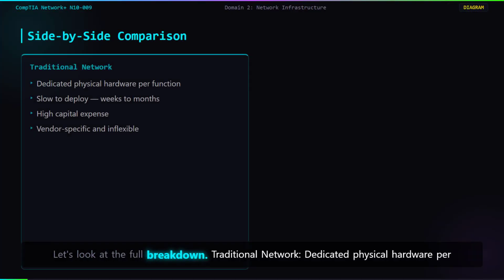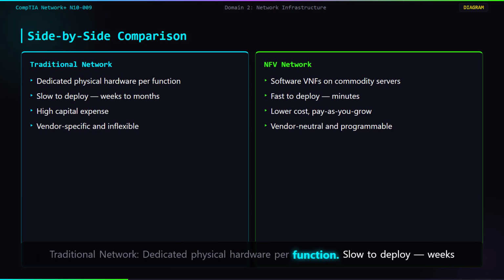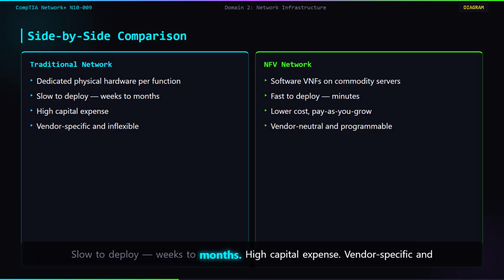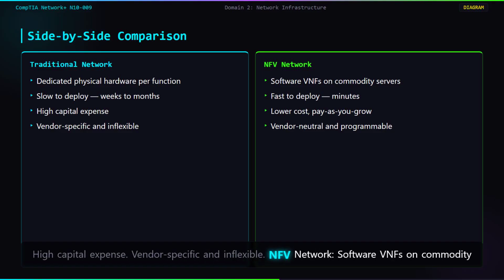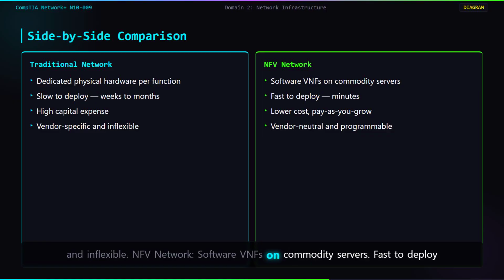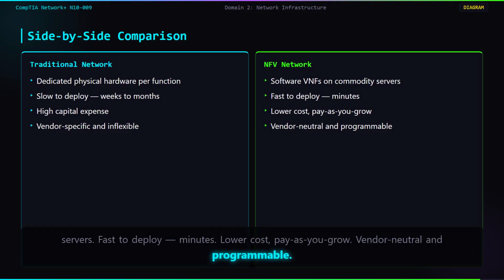Let's look at the full breakdown. Traditional network: dedicated physical hardware per function. Slow to deploy, weeks to months. High capital expense, vendor-specific and inflexible. NFV network: software VNFs on commodity servers. Fast to deploy, minutes. Lower cost, pay-as-you-grow, vendor-neutral and programmable.